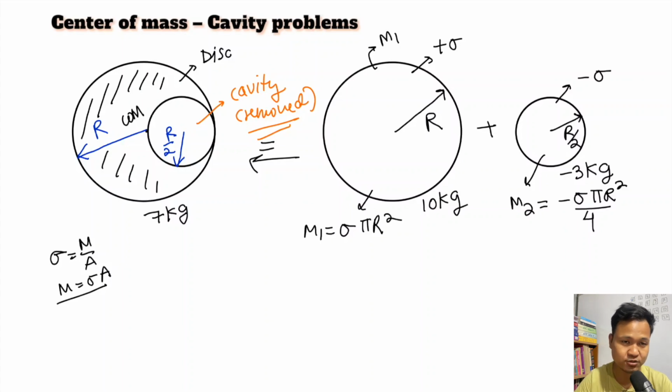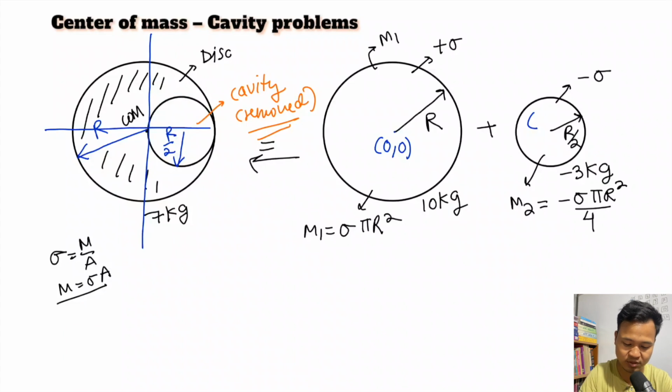So now we apply the formula, m1 x1 plus m2 x2 by m1 plus m2. So now I have two bodies. What is the center of mass of this one? This is at the origin, 0, 0. And the center of mass of the cavity will be in its center here, which is r by 2, 0. As you can see here, it is r by 2. So here you have to put the whole thing in the xy plane. Okay, put it in the xy plane.